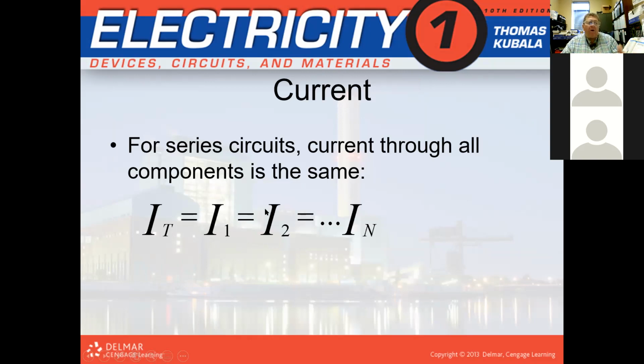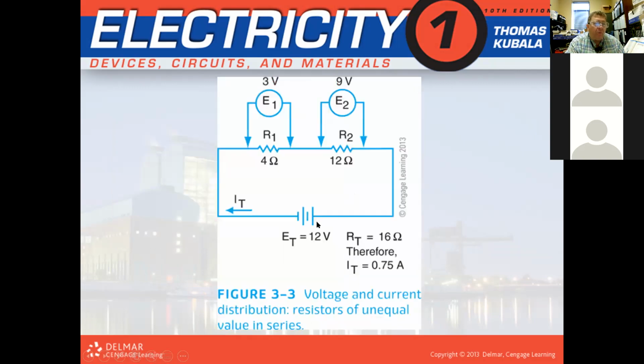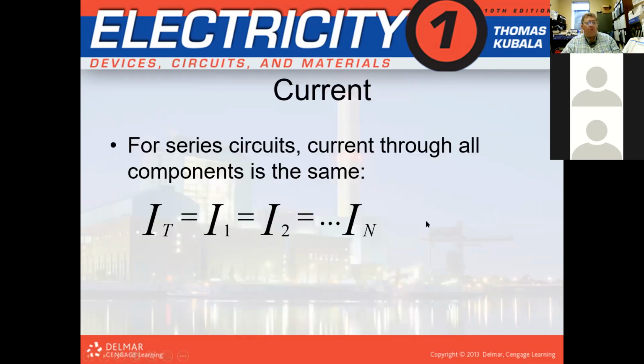Now, all of the I's are equal, so I total equals I1 equals I2 equals I whatever, because we know that 0.75 amps flows through both of those equally. I1 goes through this one, I2 goes through this one, which is the same, okay? It's the exact same amps. Any questions?